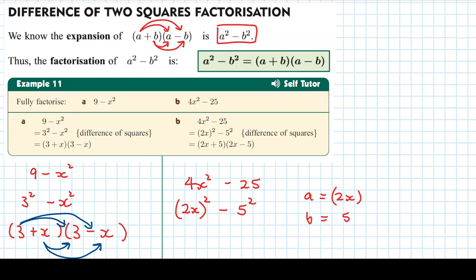So the last step is to put it into its factorised form. It's going to be a, which in this case is 2x. And then the left-hand side will be plus the b, which is 5, and the right-hand side will be minus the b. And again, you can always expand that to check that you're getting what you had at the start, which is 4x squared take 25. So really important in that case, I just want to reiterate that this here needs to be (2x) all squared. Okay, so just be really careful that you don't just assume that that is a 4x for the a.